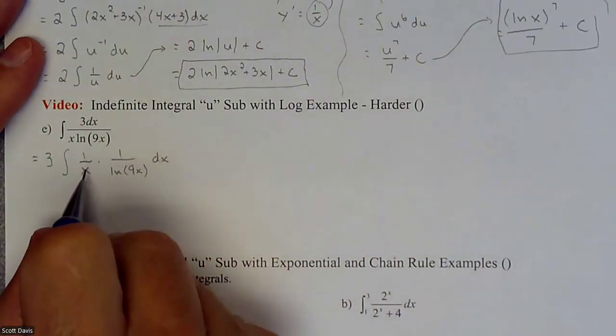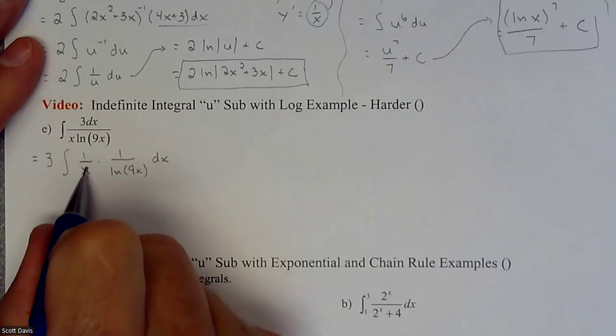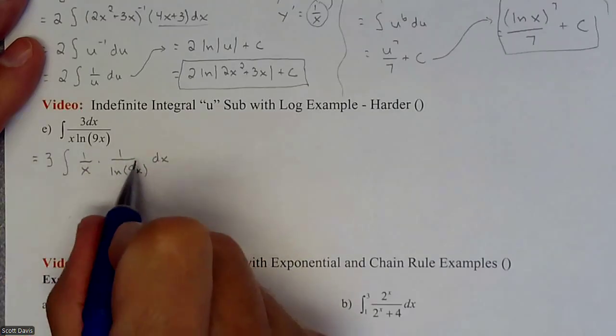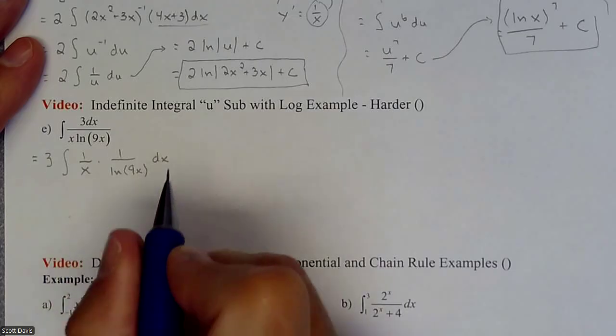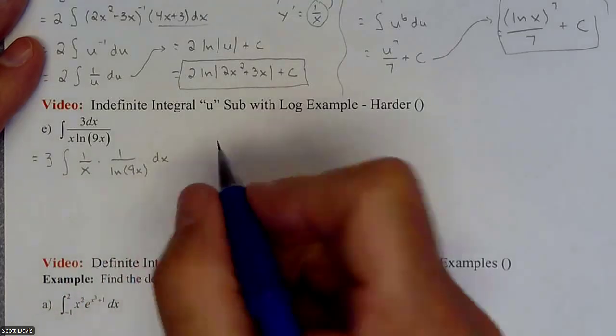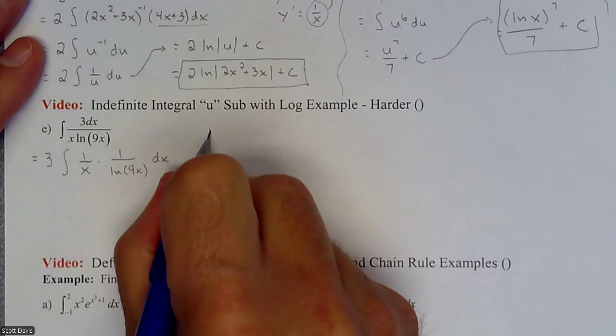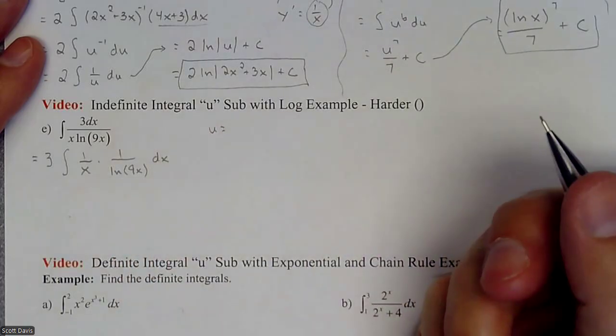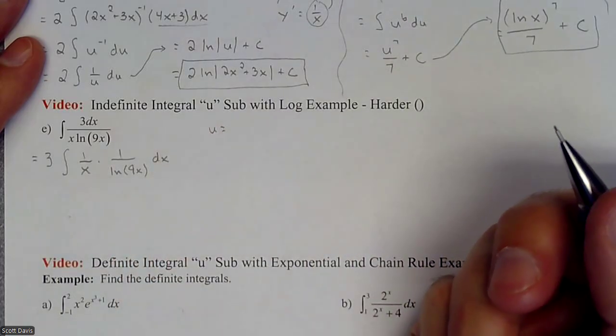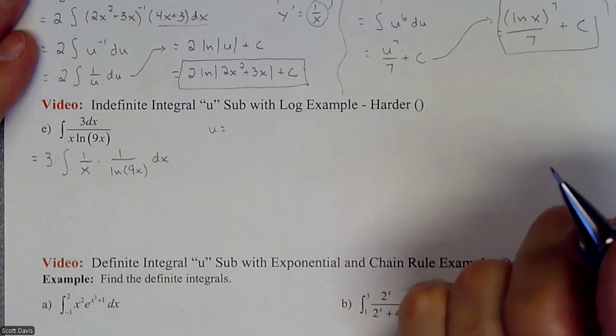So the challenge is, am I letting this piece, or maybe the x, be the u, or am I letting maybe the natural log of 9x be the u? Sometimes you get to a problem where you're going to have to guess, and you might be wrong. And that's okay. You've got to test the water a little bit.